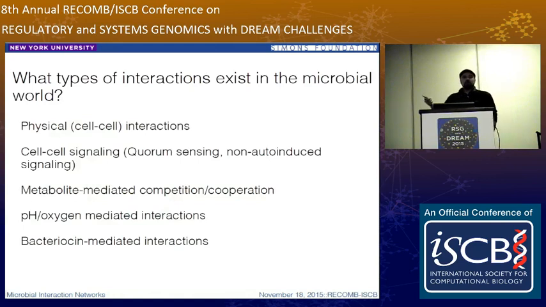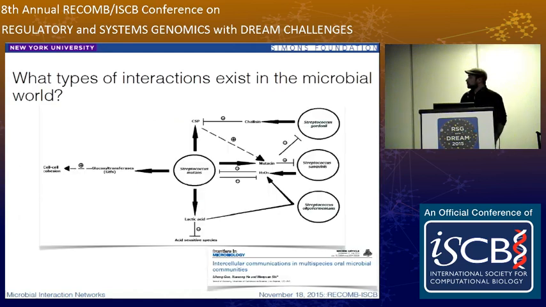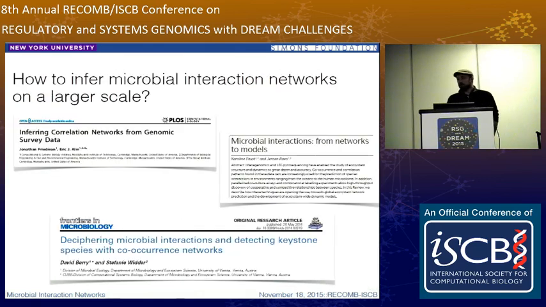So when I talk about interactions in general, there can be many different types of interactions among microbes, as you know. There could be physical interactions, cell-cell, metabolite-mediated competition, and so on. But we don't have access to this on a larger scale, right? So we could draw some of these maps in fine detail for certain subsystems, such as here, how different microbes in the oral cavity interact, but we don't know this in general.